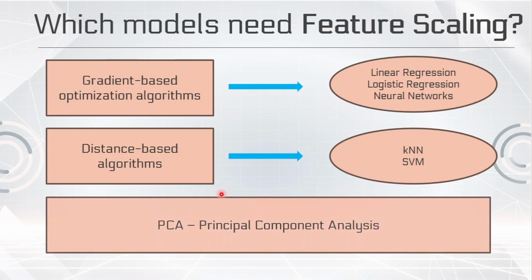The third one is PCA, Principal Component Analysis. This model is used to reduce the dimension of the dataset. If we have different scales, then the calculation of principal components in order to reduce dimension will be biased.